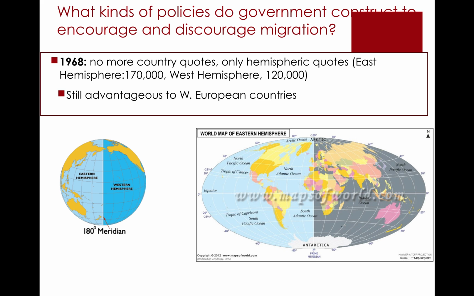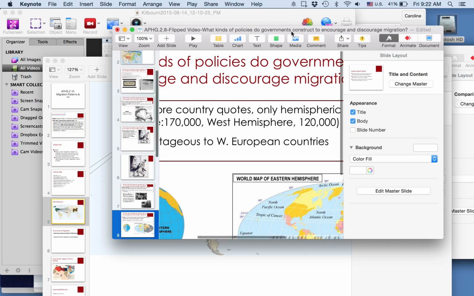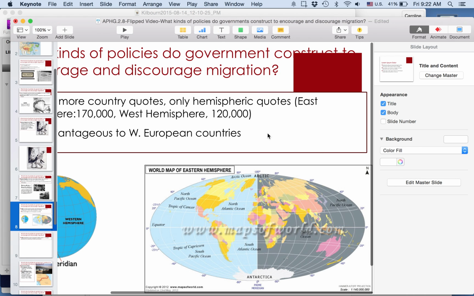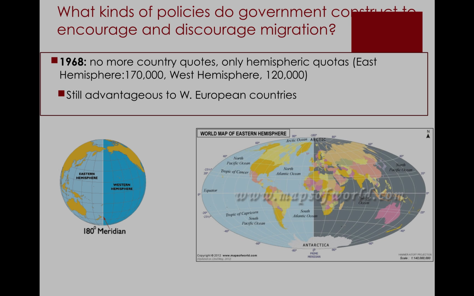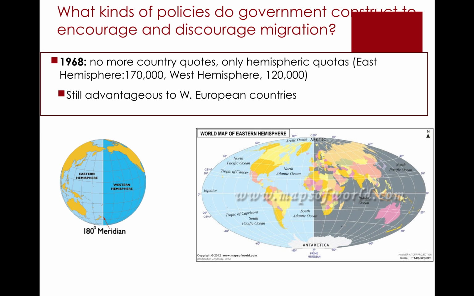In 1968, those country quotas were overturned in favor of hemispheric quotas. Those hemispheric quotas, if you divide the world in half, based on longitude, give us the eastern and western hemispheres. But because most of the world lives in the eastern hemisphere, this still did not encourage migration from many of the countries that people were most trying to get out of and come to the United States. So it's still advantageous policy for the Western European countries that fell into the Western Hemisphere.